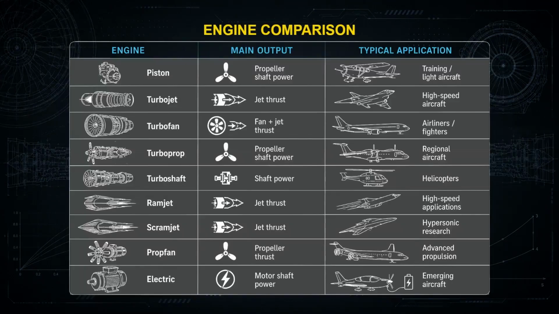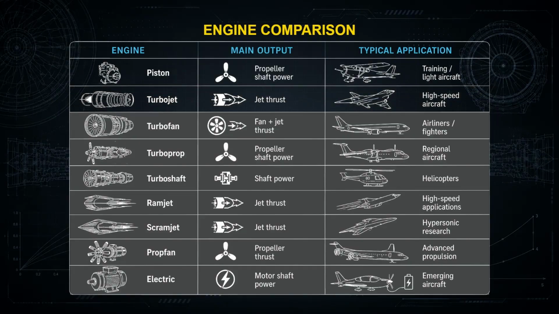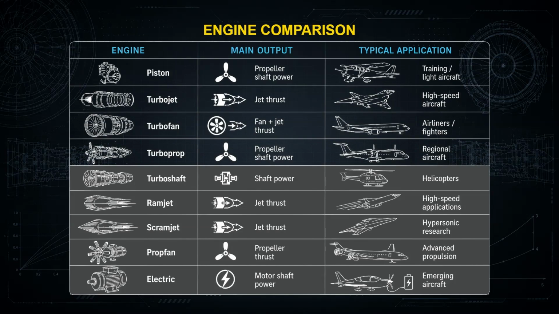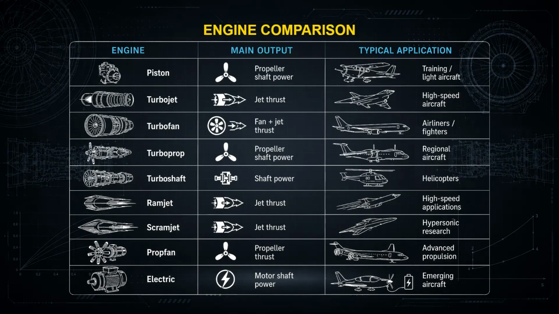So, how do these engine types compare? A piston engine provides propeller shaft power for training and light aircraft. Turbojets produce jet thrust for high-speed aircraft, while turbofans power most modern airliners and many fighters. Turboprops provide efficient propeller propulsion for regional aircraft, while turboshafts deliver shaft power for helicopters. Ramjets, scramjets, propfans, and electric propulsion serve more specialized or emerging applications.